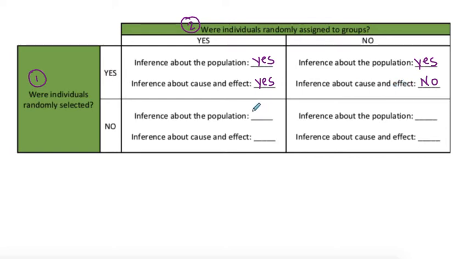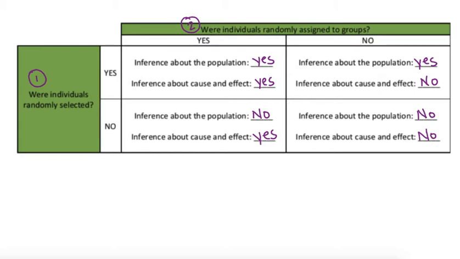And then if we continue, we would have this one being now no. We did not randomly select, but we did randomly assign. This would be most experiments where we have volunteers not randomly selected from the population. So we can't go bigger than the population that we've chosen from. We can, though, start to establish cause and effect if we've randomly assigned and have results that are statistically significant. And then in this case, this would be a no and a no.